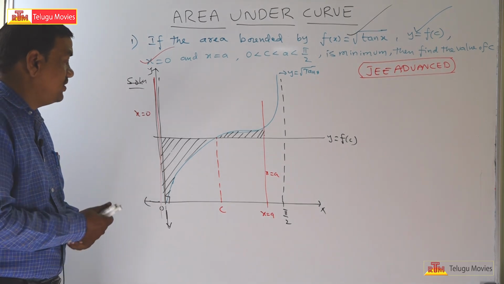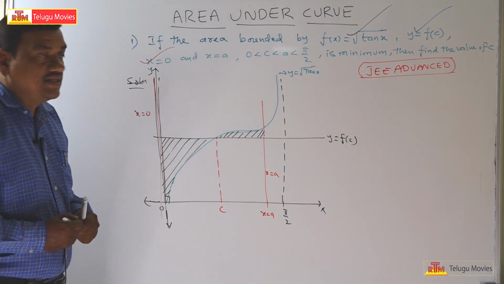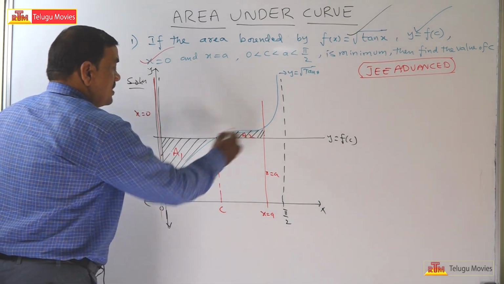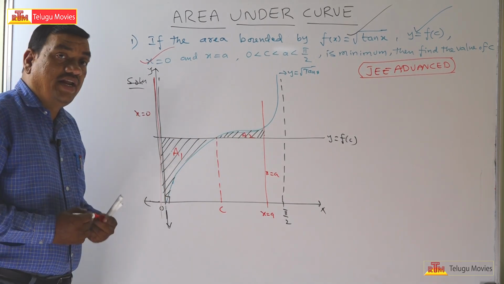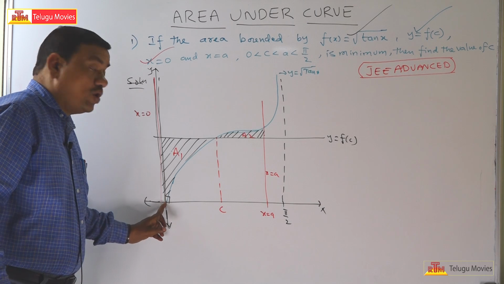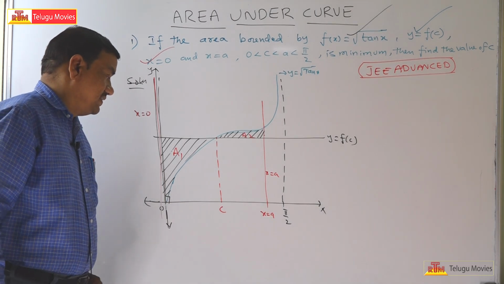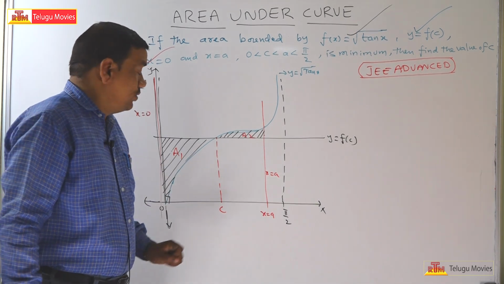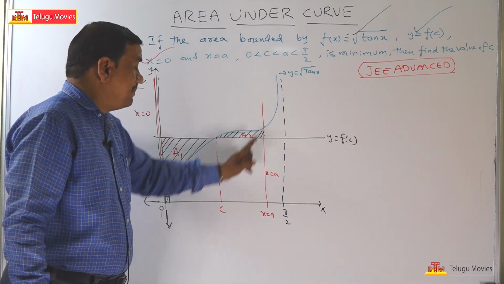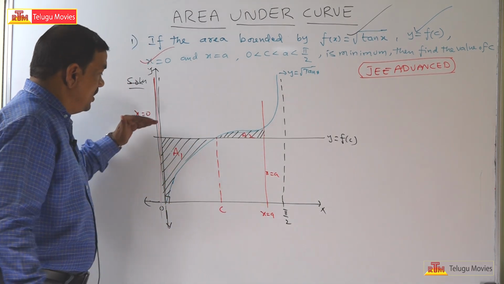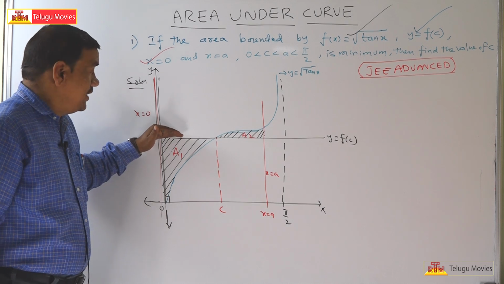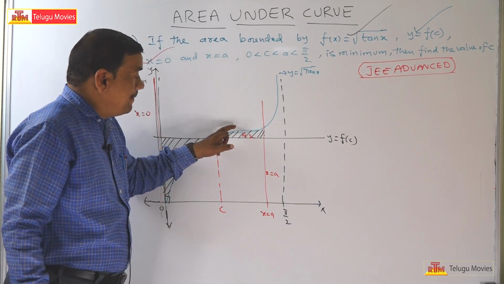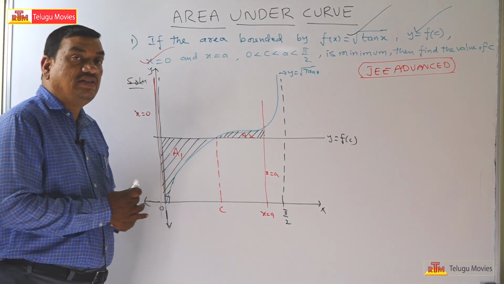Then how to find this area? The area is the sum of the two areas, A1 plus A2. For the first area, the lower limit is 0 and the upper limit is c. For the area A2, the lower limit is c and the upper limit is a. First thing to observe: in the first region the upper curve is f(c) and the lower curve is root of tan x. In the second, the upper curve is root of tan x and the lower curve is f(c).